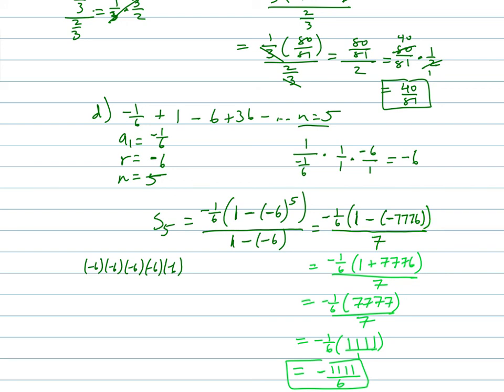All over 1 minus a minus 7, which is 7. So we have negative 1/6 times 1 plus 7776 all over 7. Hopefully you can see how this might work out nicely. So 1 plus 7776 is 7777 all over 7. Well, now, since everything is factored, we can just divide 7777 over 7, so we get negative 1/6 times 1,111. So our sum would be, you can think of this as multiplying this over 1, negative 1,111 over 6.